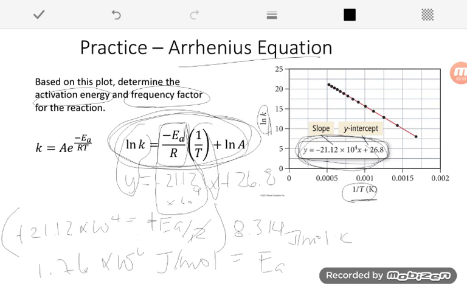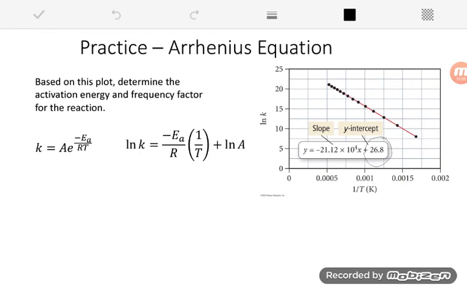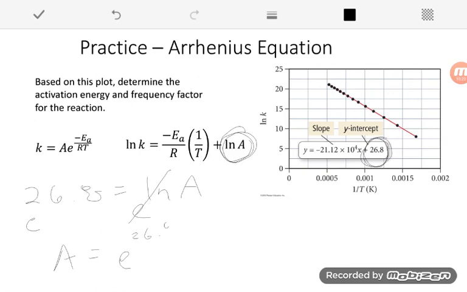So now we do the same thing. That was my first answer. That's my activation energy. I also need the frequency factor. So I need to recognize, okay, my y-intercept is equal to natural log of A. 26.8 is equal to the natural log of A. Well, we get rid of that natural log with e. So really simple, A is equal to e to the 26.8, which ends up being 4.36 times 10 to the 11th.